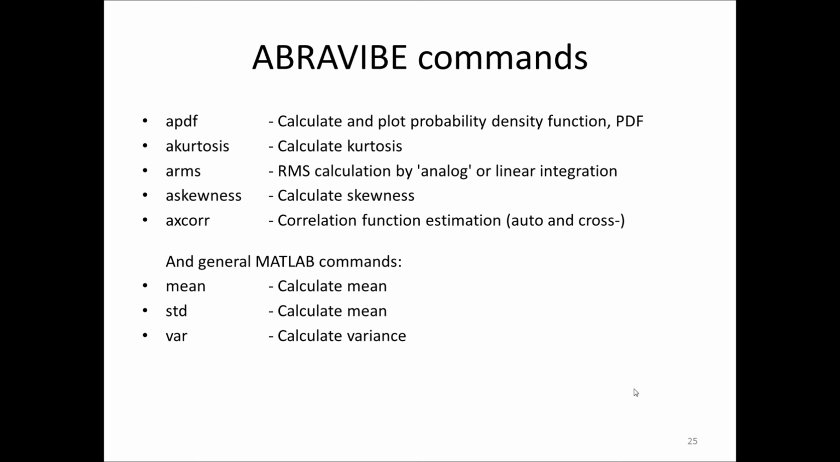Finally, we will just look at some of the support for statistics that you find in ABRAVIBE and in MATLAB. All the commands for statistics in ABRAVIBE start with an A to indicate that it's an ABRAVIBE command and not to collide with similar commands that may be in other MATLAB toolboxes. So APDF calculates and plots the probability density function. Kurtosis computes the kurtosis, RMS computes the RMS value, Skewness for skewness, and XCorr estimates correlation functions, either auto or cross correlations.